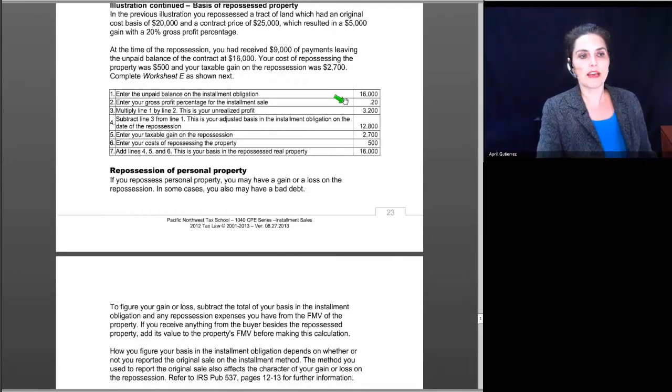You'll then multiply that by the gross profit percentage of 20%, and that gives you $3,200. This is the amount of unrealized profit from the sale. Then you'll subtract line 3 from line 1, and when you do that, you get $12,800. You then enter your taxable gain from the disposition of $2,700. You enter your cost for repossessing the property, and look at that. You're all the way back to where you started, $16,000. So $16,000 is the basis in that repossession of real property.